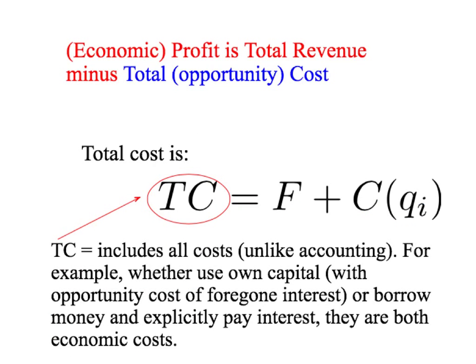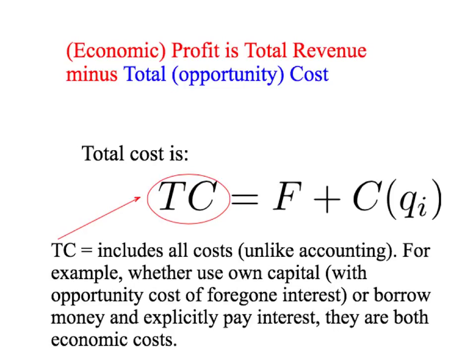Remember, when we're talking about costs, we're talking about opportunity costs. So our total costs, our fixed and our variable costs, include all opportunity costs. That's different to what you learn in accounting. For example, let's say you use your own capital. Instead of having to borrow $1 million to buy the equipment, you've saved $1 million. And so you go out and buy the equipment with your saving. You use your own capital.